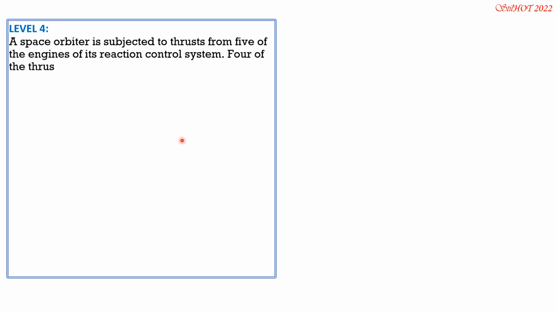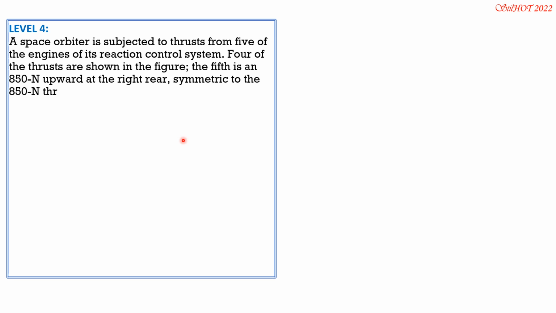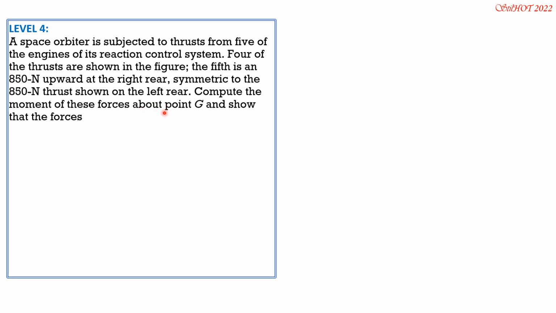Level 4: a space orbiter is subjected to the thrust from 5 of the engines of its reaction control system. 4 of the thrusts are shown in the figure. The fifth is an 850 Newton upward at the right rear, symmetric to the 850 Newton thrust shown on the left rear. Compute the moment of these forces about point G and show that the forces have the same moment about all points.